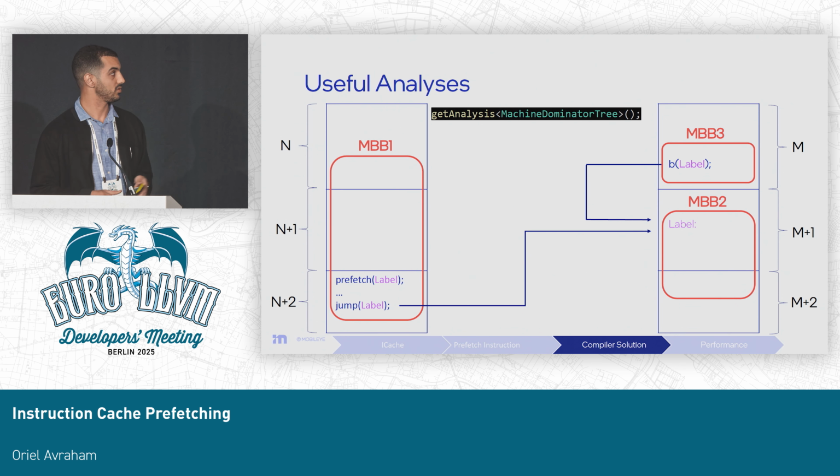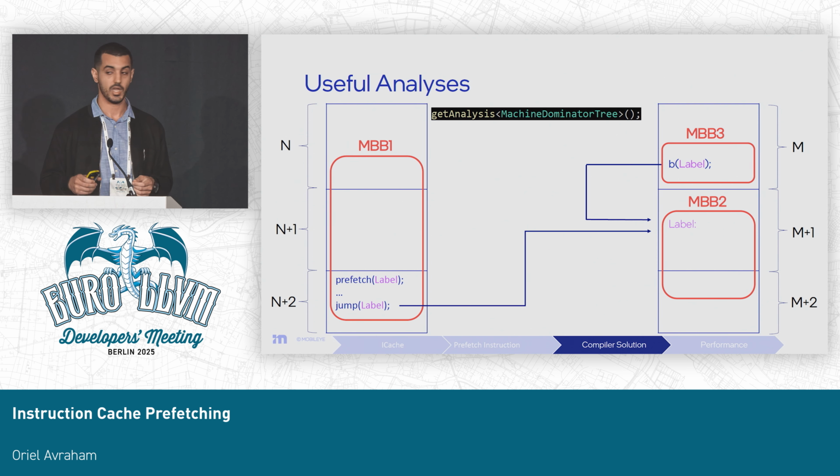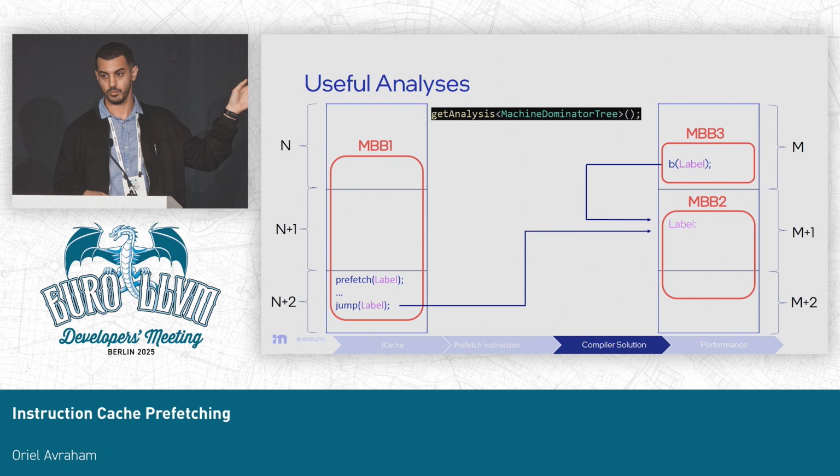And the way to do it is to use the machine dominator tree analysis, which basically answers the question whether basic block 1 dominates basic block 2 or not. And by dominate, it means that every path of execution that goes to basic block 2 has to go through basic block 1. And if that's the case, it's much safer to insert this prefetch instruction.